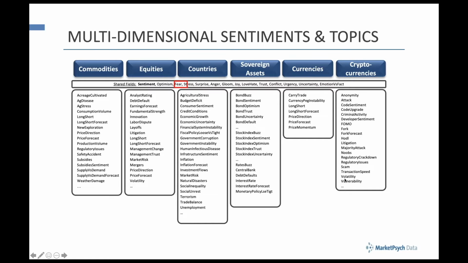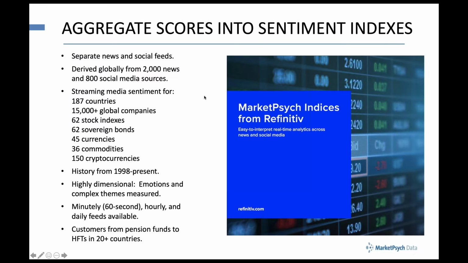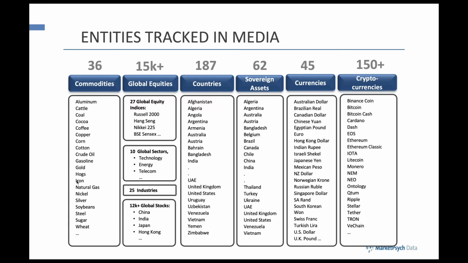So we aggregate all of those scores into these sentiment indices, and that's derived from 2,000 news sources, 800 social media sources for lots of assets from 1998 to present, available at minute, hourly, and daily levels. And that's the kind of instruments that you can get here, from commodities and so on and so forth. So that's a very, very simple example.